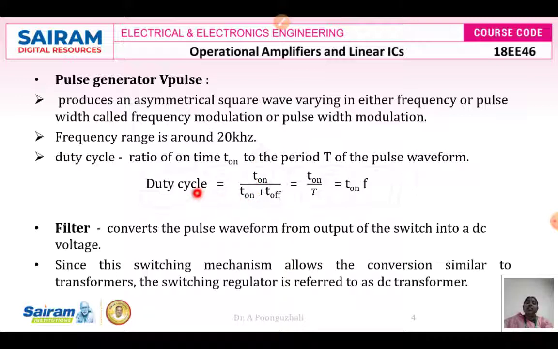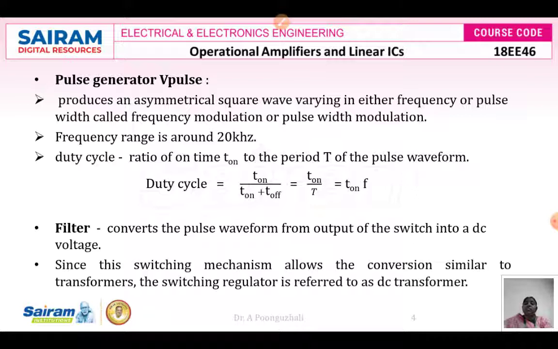Duty cycle is nothing but the ratio of T on to the total time period T, where the total time period T is defined as T on plus T off. So I can write duty cycle is equivalent to the ratio of T on to the period T of the pulse waveform. If I write this in terms of frequency, it is T on into F, since 1 by T is nothing but F. So duty cycle is equal to T on into F. That is the purpose of your pulse generator.